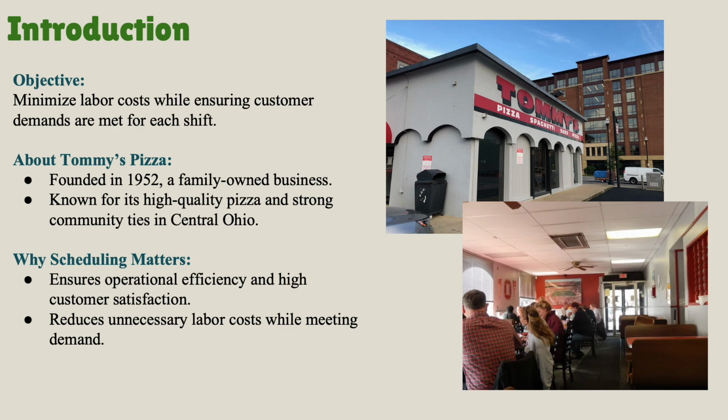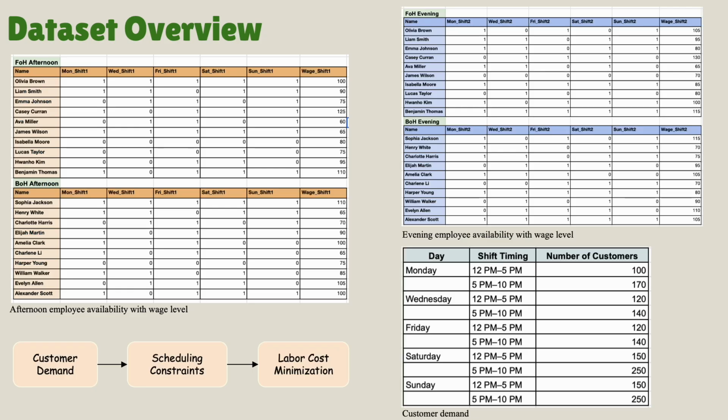We use a mathematical approach to schedule employees for afternoon and evening shifts, considering availability and wage levels. Our dataset records each employee's availability as binary values and includes their wage levels for each shift. It also reflects the restaurant's operational hours across 5 days.